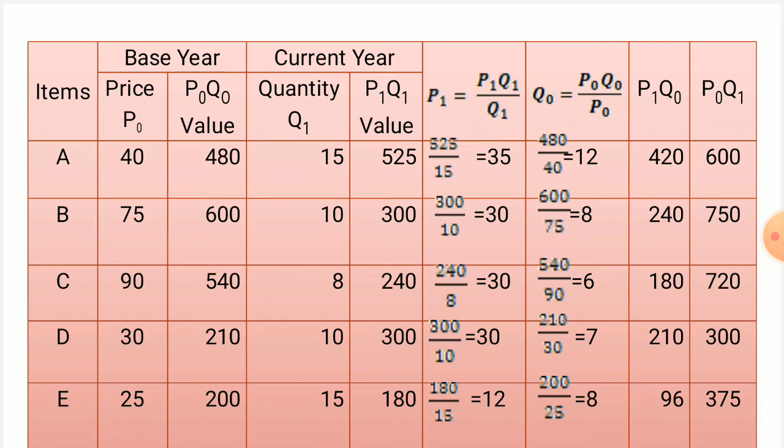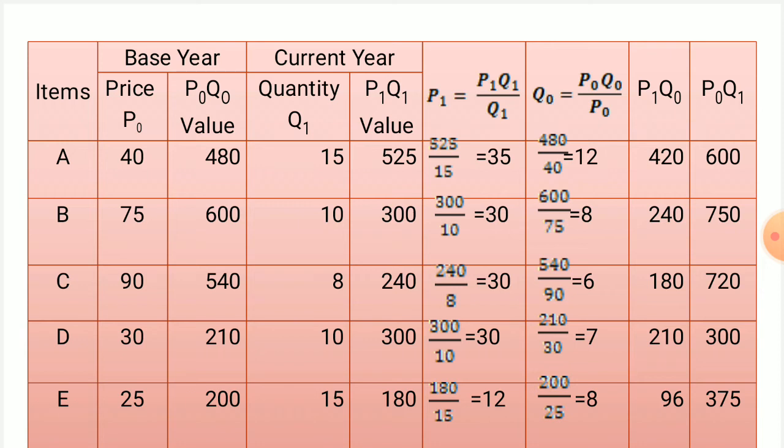So therefore, P1 Q1 divided by Q1 is equal to P1. So P1, current year price, is equal to P1 Q1 divided by Q1. 525 divided by 15 is equal to 35. 300 by 10 is equal to 30. 240 by 8 is equal to 30. 300 by 10 is equal to 30. 180 by 15 is equal to 12.